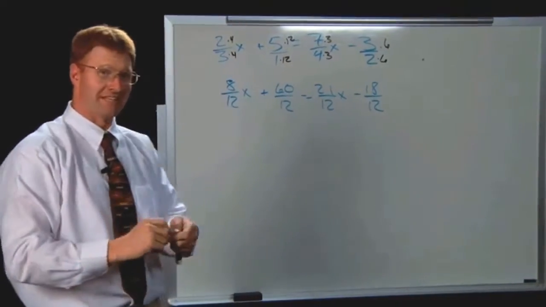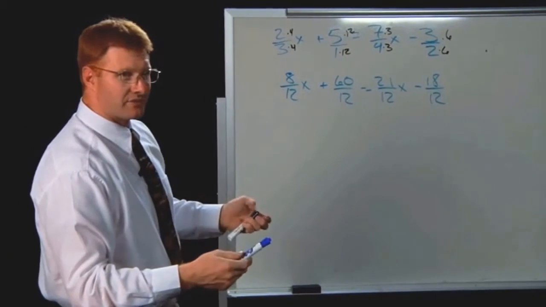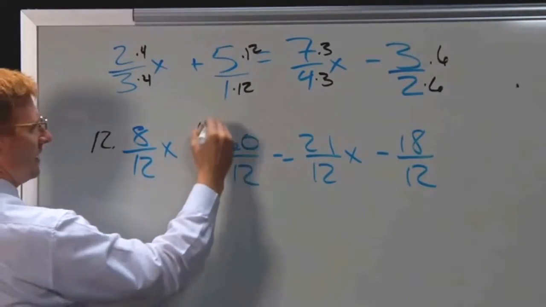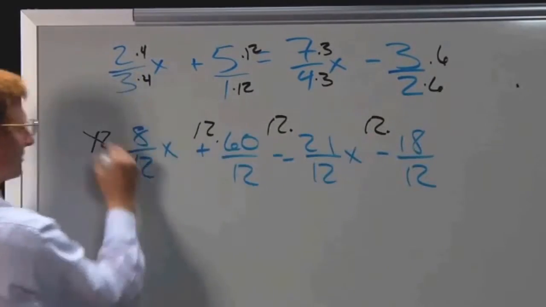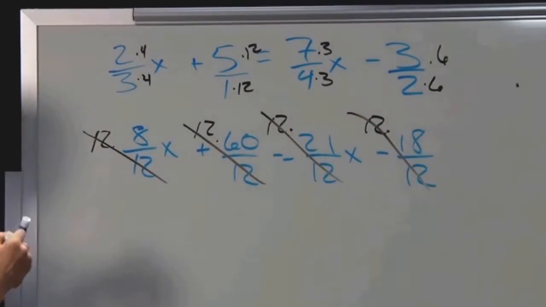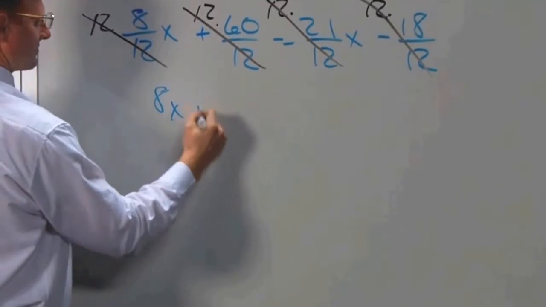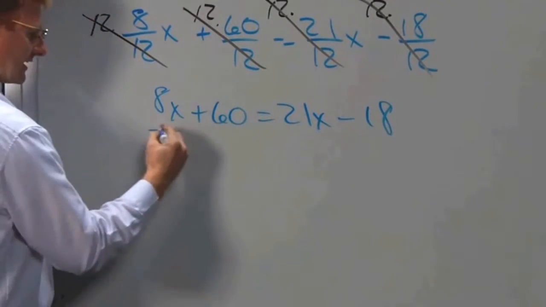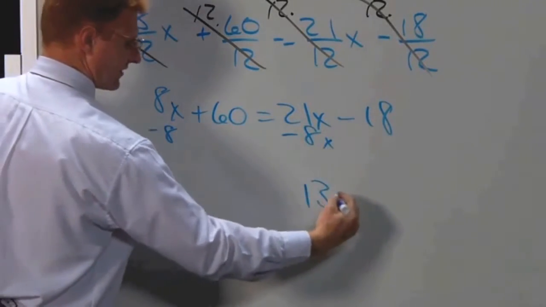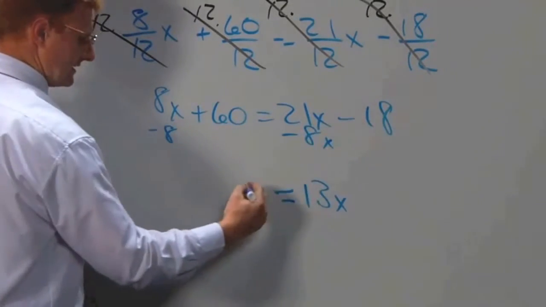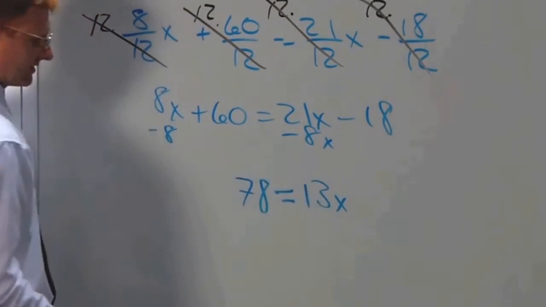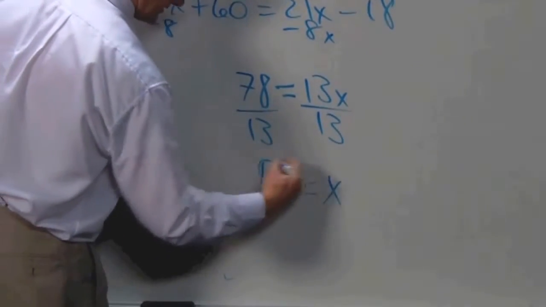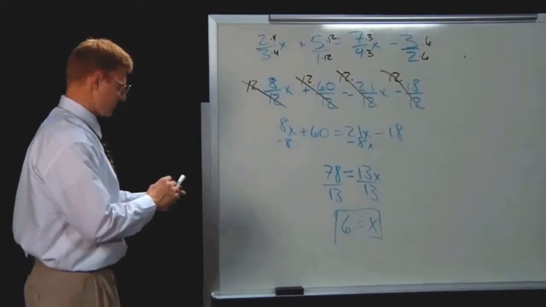And now you can see kind of why we did that. They've all got 12s. With 12s, we can get rid of those without any problem. Times by 12, times by 12, times by 12, times by 12, and they're all gone. You have 8x plus 60 equals 21x minus 18. Get the x's together, subtract 8x from both sides. So you have a 13x. Add 18 over here, and we have, oh my word, that thing's going to work. Divide by 13, divide by 13. And we get x equals 6.